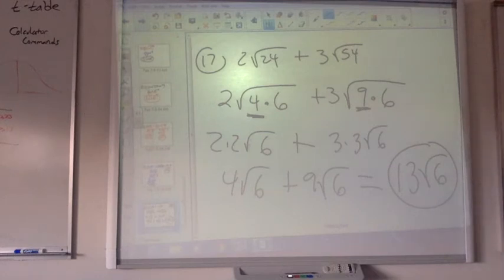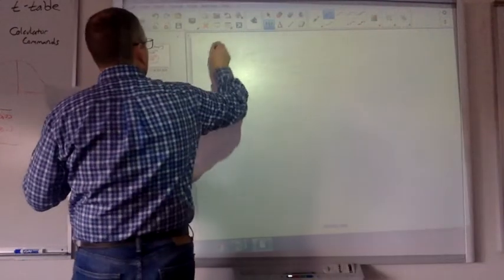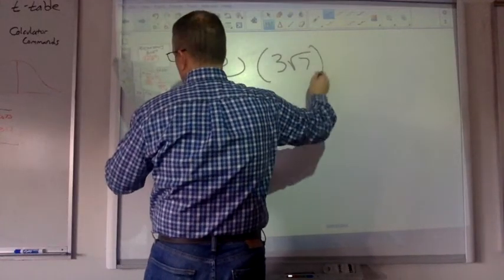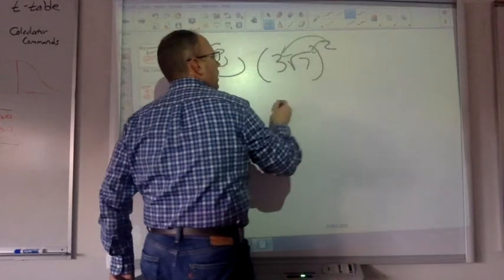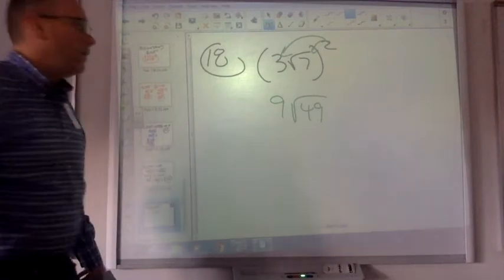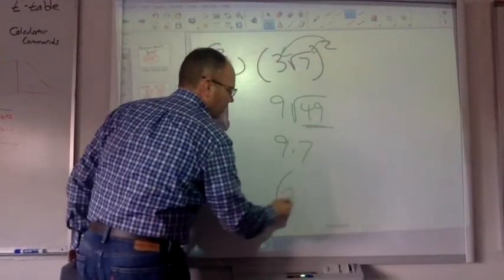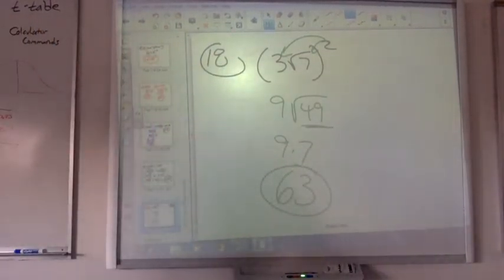And the last question. Number 18. So I get 3 root 7 quantity squared. This comes here, and it comes here. So I get 9 root 49, because 7 times 7, right? Square root of 49 is 7, so I get 9 times 7. So my answer is 63. That, ladies and gentlemen, is quiz number 2. That's quiz number 2, okay?